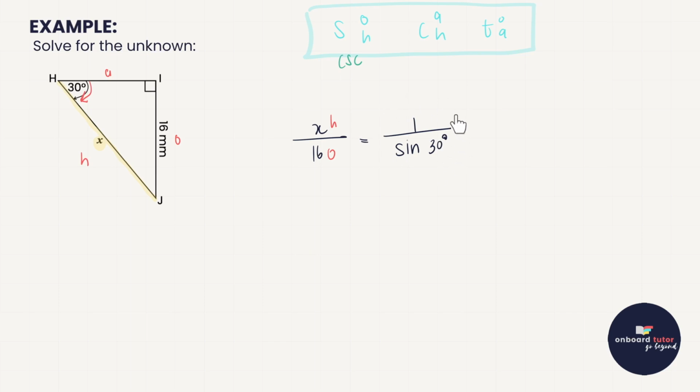How else can I write cosec? I can write it as 1 over sine of that given angle. Now we're going to multiply both sides by 16. So X is going to equal 16 over sine of 30 degrees. And then we type that into the calculator, 16 over sine 30, and you get an answer of 32 millimeters. Again, I've looked at the sketch, and I can see the units there are millimeters.